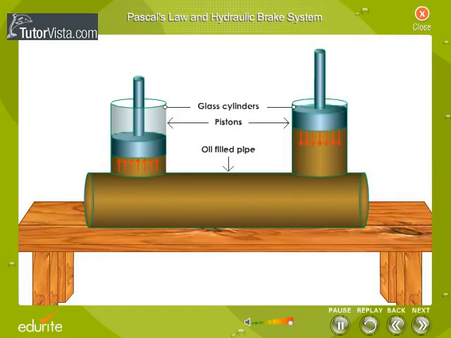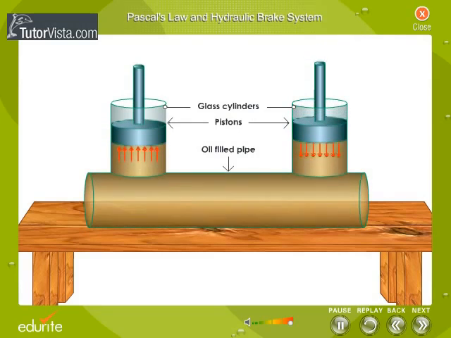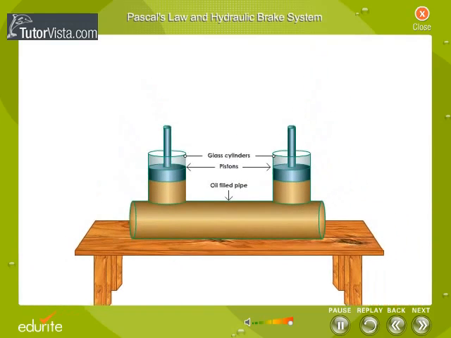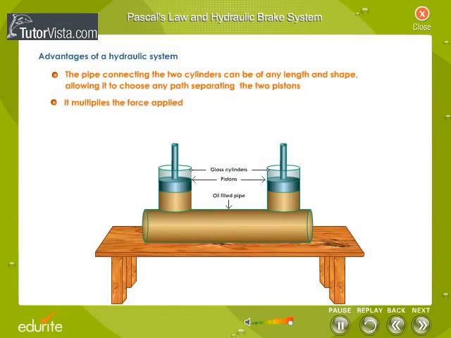Since oil is incompressible, the efficiency is very good. Thus, most of the applied force appears at the second piston. The advantage of hydraulic systems is that the pipe connecting the two cylinders can be of any length and shape, allowing it to choose any path separating the two pistons. The other advantage about a hydraulic system is that it multiplies the force applied.